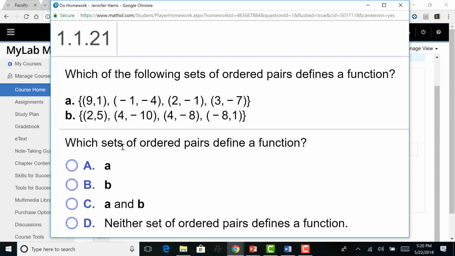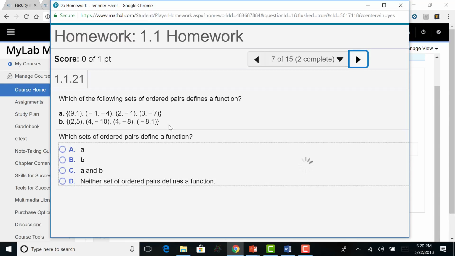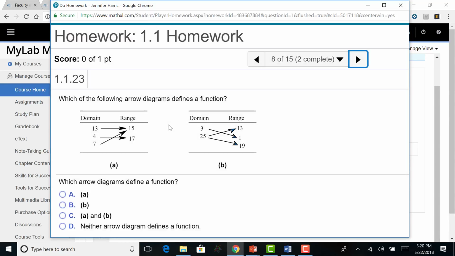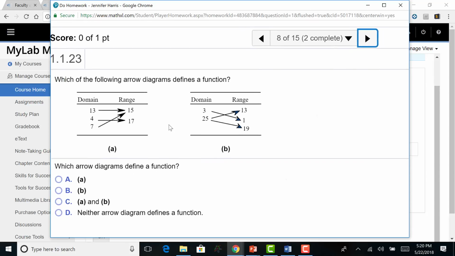Okay, so you're telling me that part B is not a function because you have double fours right here? All the x values have to be different. So you're right, A is a function, B is not. Alrighty, what about this one?